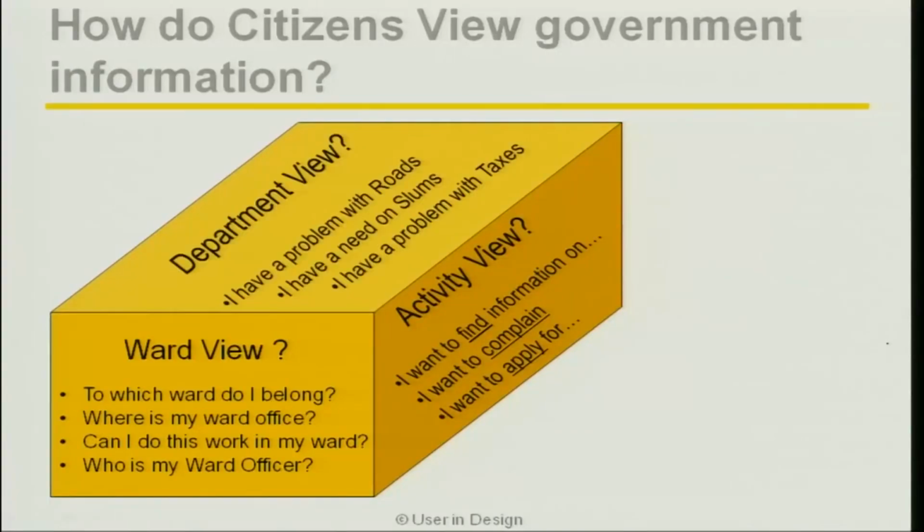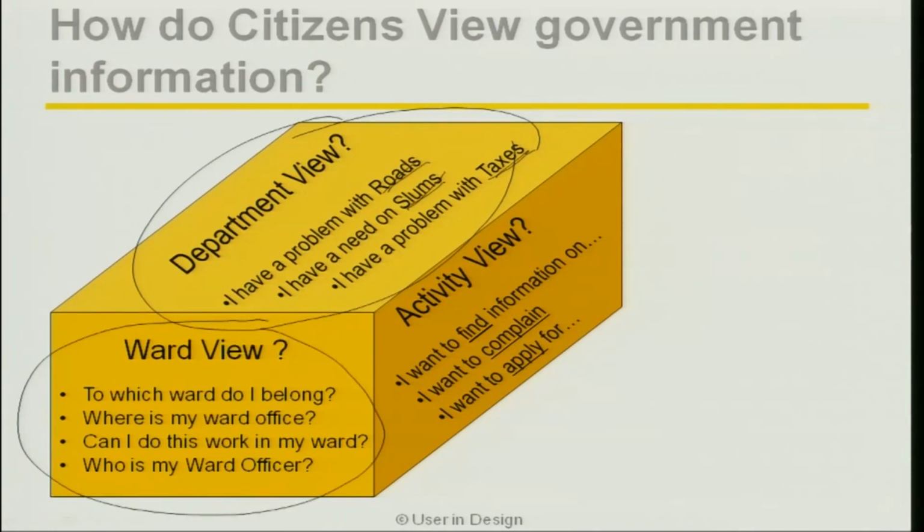So there are these 3 views. There is the department view. I have a problem with the roads, I have a problem with slums, with taxes. So each of these are departments in the corporation, and that is the view that is reflected to citizens today. What do the wards want? The wards would like this to be decentralized, so they are interested in a ward view. To which ward do I belong? Where is my ward office? Can I do this work in my ward? Who is my ward officer? This is the view that they would like to push.